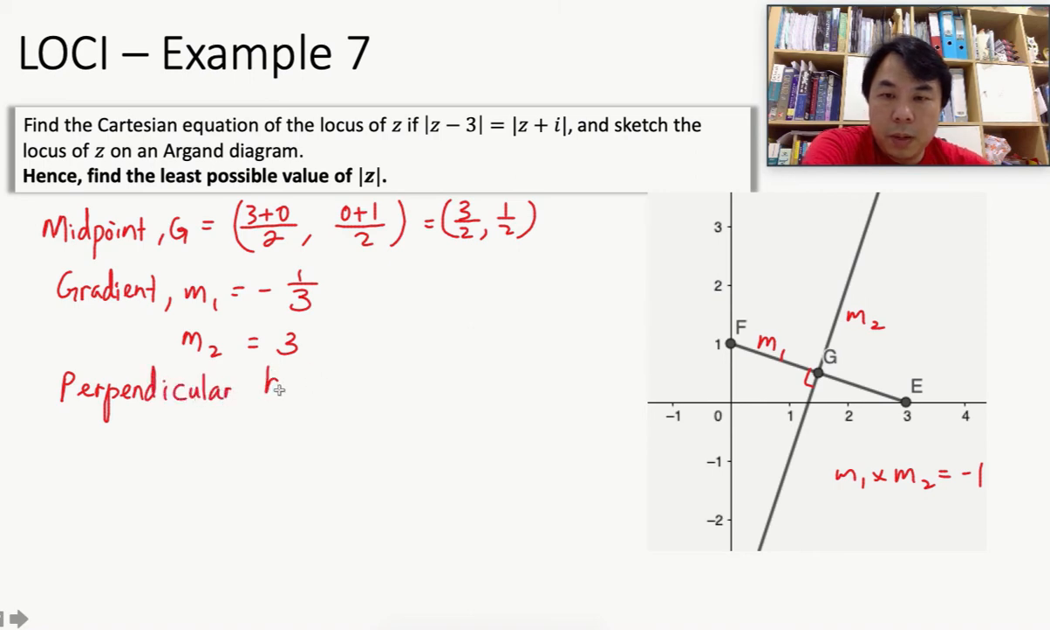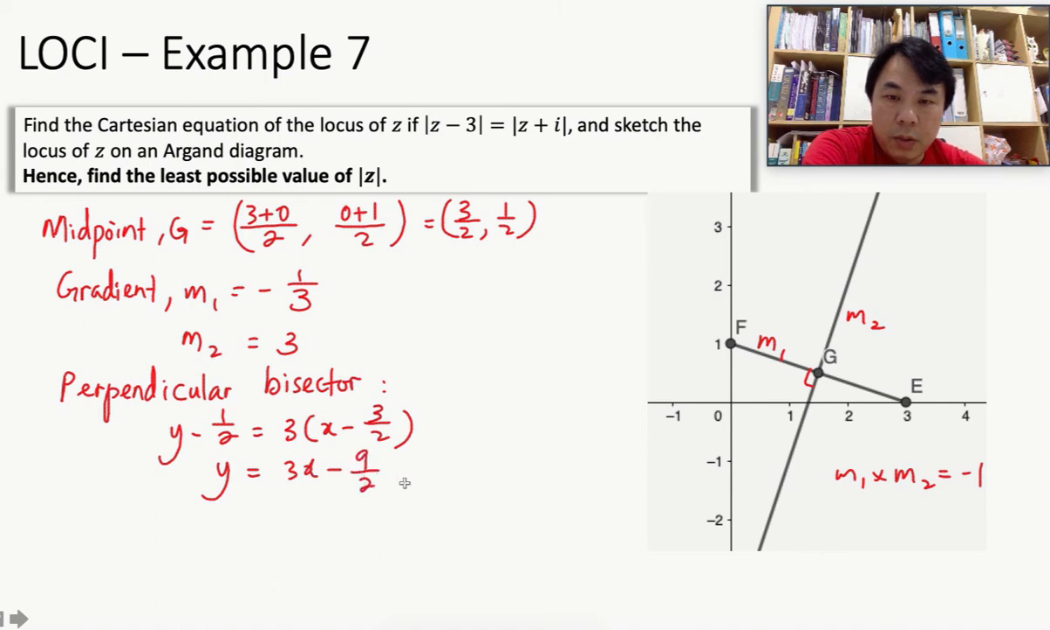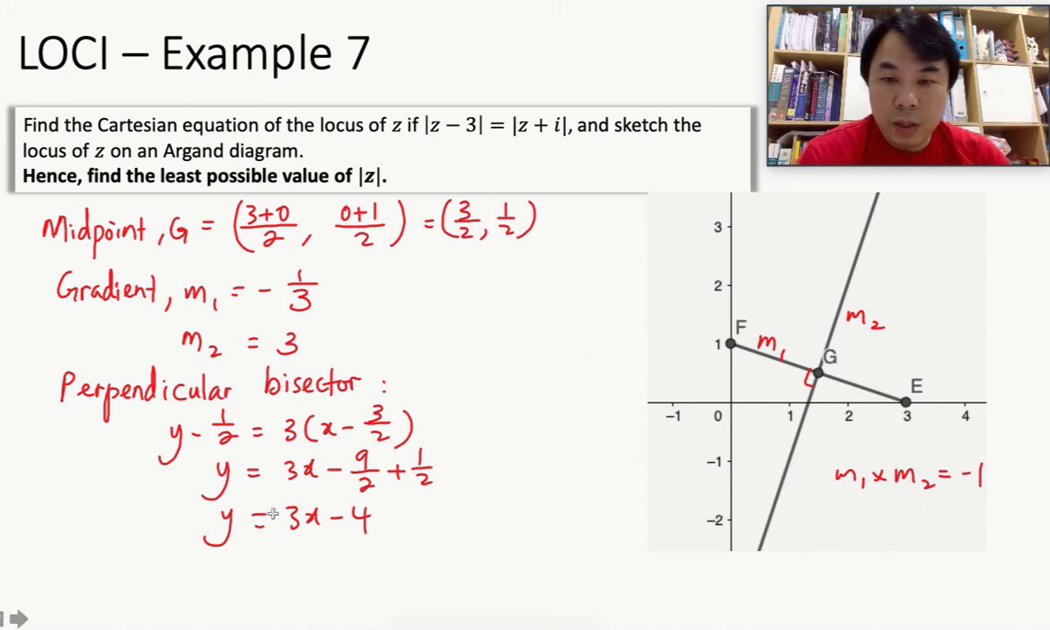So the perpendicular bisector is given by y minus a half equals 3 times x minus 3/2 here. If I want to write it in the y-intercept form, then it will be 3x minus 9/2 plus a half, and then that will be 3x minus 8/2, which is 4. So just let me check whether I got it right. Negative 4 here, with a positive gradient, and there you have it. That would be the perpendicular bisector equation.